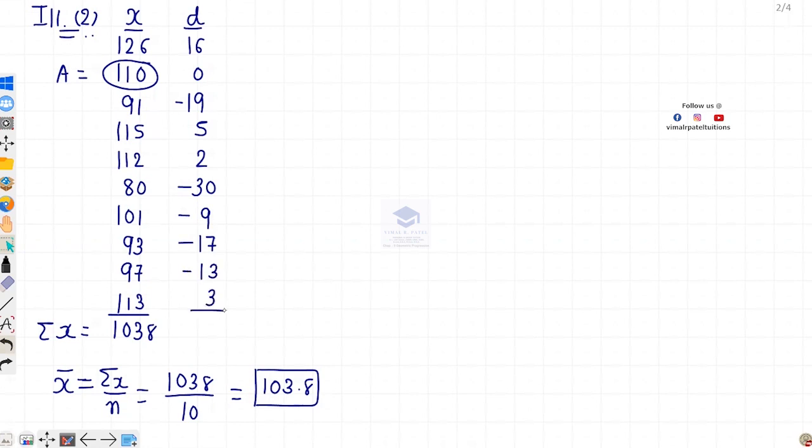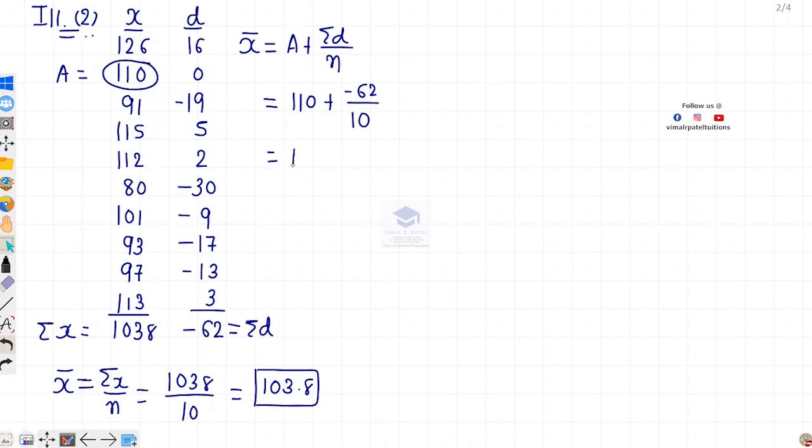Now total: 16 minus 19 plus 5 plus 2 minus 30 minus 9 minus 17 minus 13 plus 3, minus 62. Here x bar is equal to a plus sigma d upon n. This is sigma d, total of d. So your a is 110, minus 62 divided by 10. So 110 minus 6.2. So answer is 103.8. So it doesn't matter which formula you are using, the answer will be the same. This is for raw data or ungrouped data.